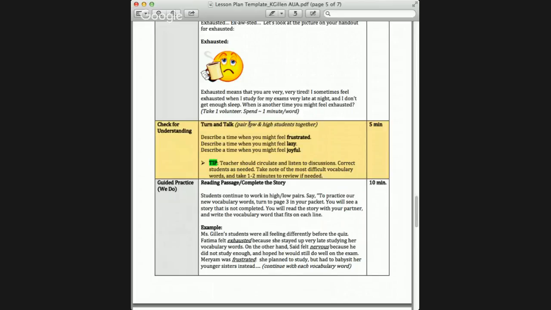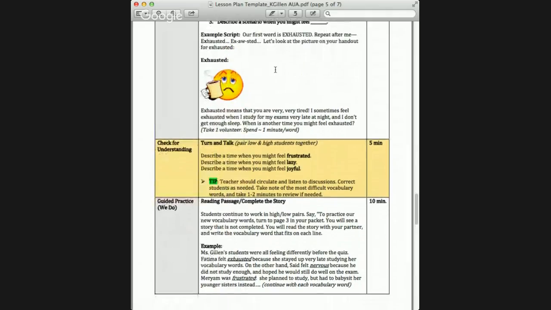When is another time you might feel exhausted? You'll have a little quick conversation about times when you might feel exhausted. So this is just a great way to introduce each of these words. The picture helps the students to remember the word, even if they can't understand in English. And then in the second part, when you're explaining that you feel exhausted when you study for exams late at night, you're giving a practical application of the word.